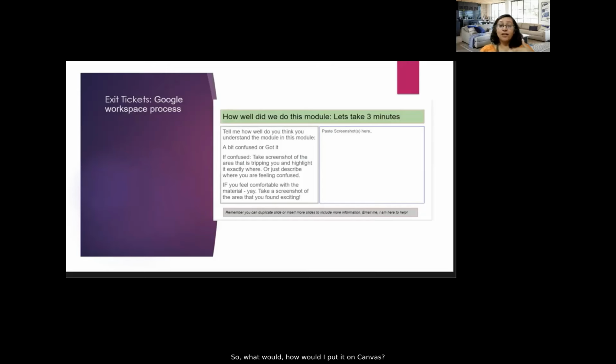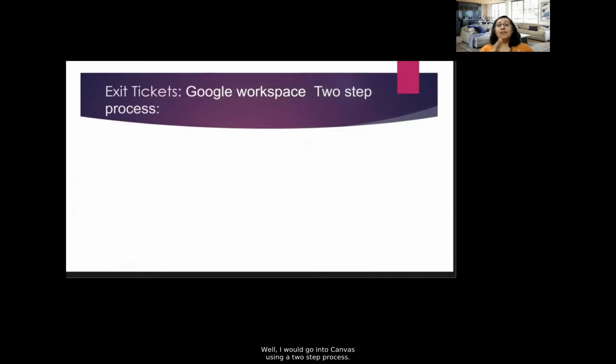So how would I put it on Canvas? Well, I would go into Canvas using a two-step process. Like I said, the first step is to make sure you are logged into your Google account provided by CU if you're at CU Boulder. Accessing your Google Drive does not override any Outlook settings. So if you have checking mail Outlook, you are okay using Google Drive. That was definitely a concern for me, but they're separate and safe, right?